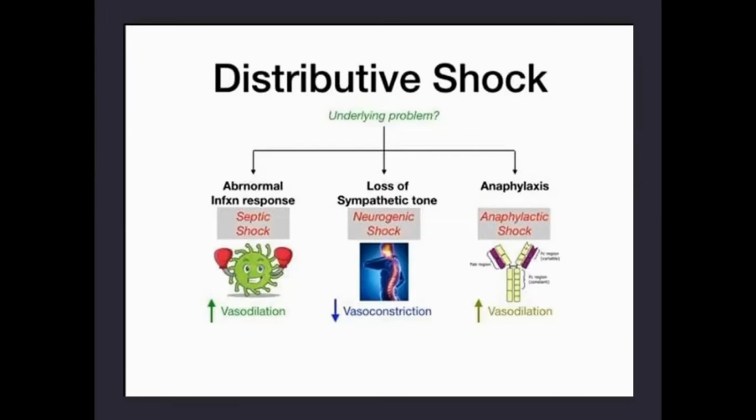You can say that in all the types of distributive shock, there is either direct vasodilation or inability to vasoconstrict, which also results in vasodilation. So that vasodilation results in changes in the distribution of the body fluid, and that's why it's called distributive shock. Now, you know what the common thing is in all types of distributive shock? It's vasodilation. That is the common thing.